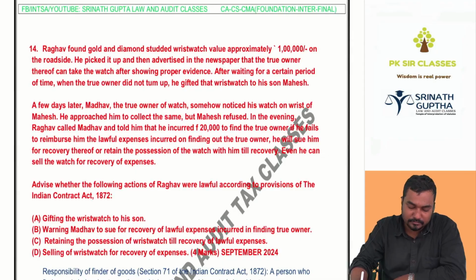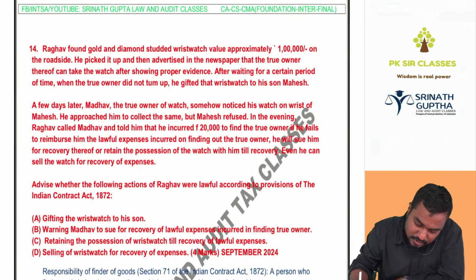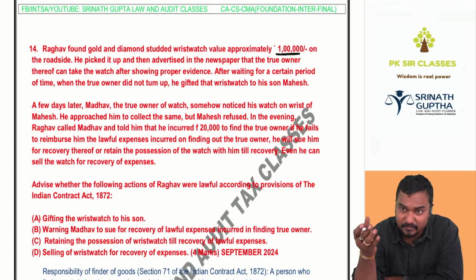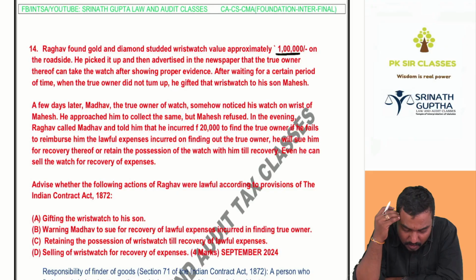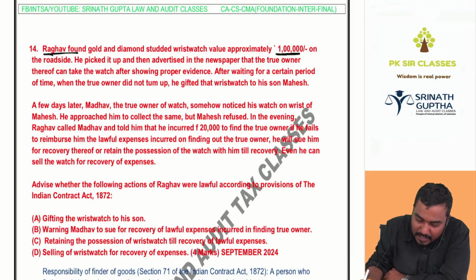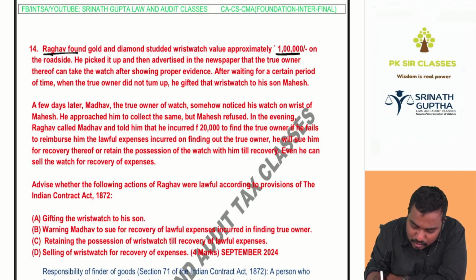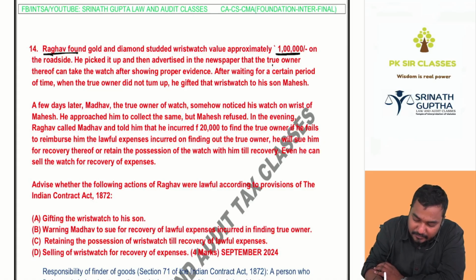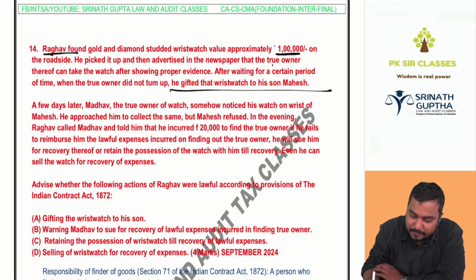Raghav found a gold and diamond studded wristwatch, value approximately 1 lakh, on the main road, on the roadside. He picked it up and then advertised in the newspaper that the true owner can take the watch after showing proper evidence. There is a quasi contract between Raghav and the loser. After waiting for a certain period of time, when the true owner did not turn up, he gifted the watch to his son Mahesh. Can he give it like that?